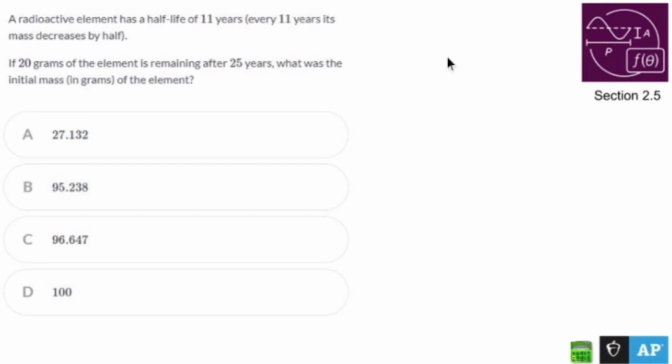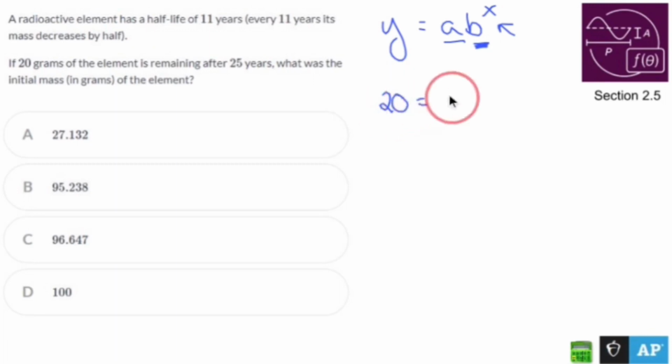I'm going to write out the half-life formula that I know. This is an exponential formula. A is always what you start out with, b is going to be your growth factor, and x in this case is going to be time. So do I know what we start out with right away? No, but what I do know is we end with 20.